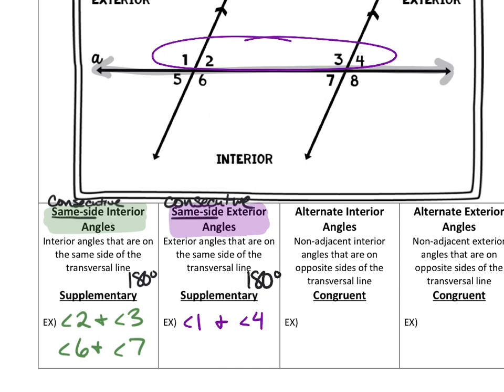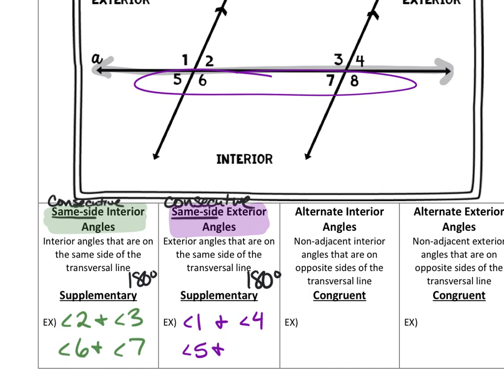Four, very good. Because it's on the outside of the image, outside of my parallel lines, and on the same side of the transversal. The other one that's on the outside is angle 5. What angle is also on the outside of the image, outside of the parallel lines, but underneath the transversal? 8. So this is going to be angle 8 is also partnered with 5 based on consecutive exterior angles. 2 more relationships, but again, the name says it all.